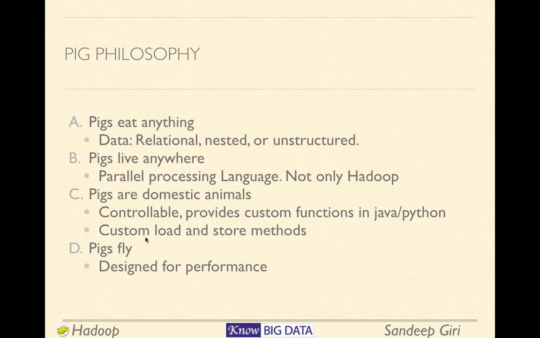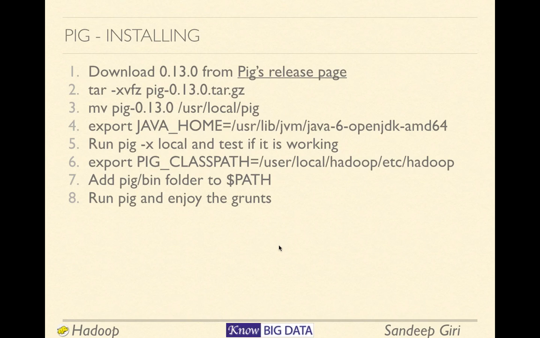The fourth pillar, and the most important aspect of Pig, is that anything Pig does should be really fast, or it should give control to the user so that the user can optimize it. How many threads need to be run, how the data needs to be processed in parallel, and all of that.